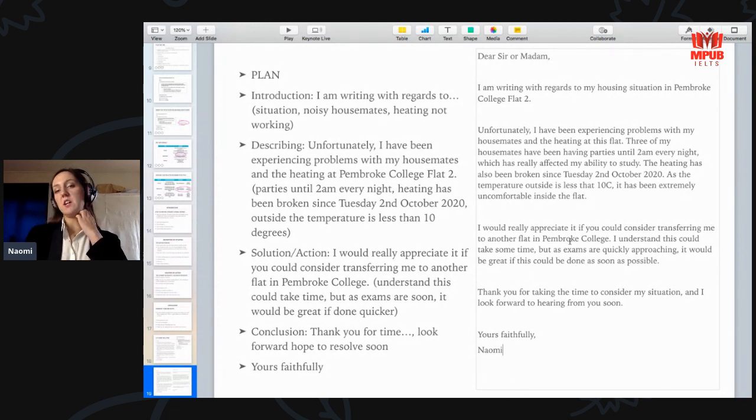Okay, this is just an example. You may actually have to write a little bit more, but this has just got some fantastic phrases. It's the right tone. It's semi-formal. And these kind of techniques of preparing are really going to help you.